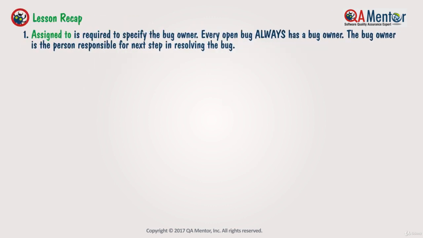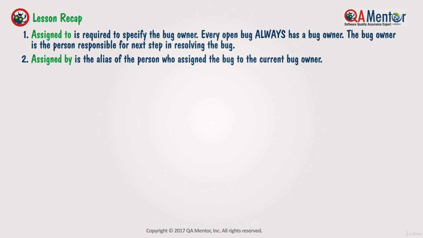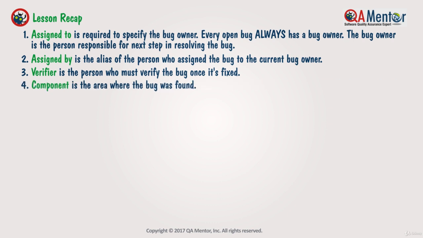Lesson recap. 1. Assigned to is required to specify the bug owner. Every open bug always has a bug owner. The bug owner is the person responsible for the next step in resolving the bug. 2. Assigned by is the alias of the person who assigned the bug to the current bug owner. 3. Verifier is the person who must verify the bug once it's fixed. 4. Component is the area where the bug was found.